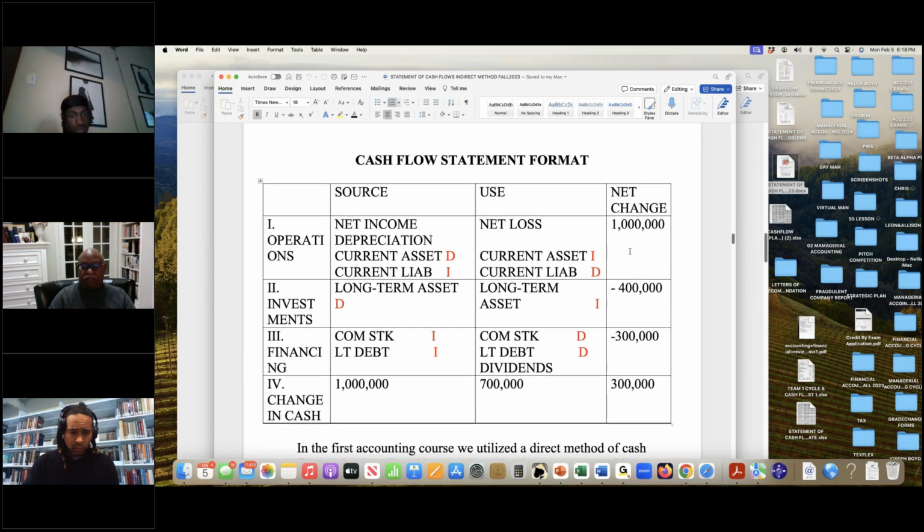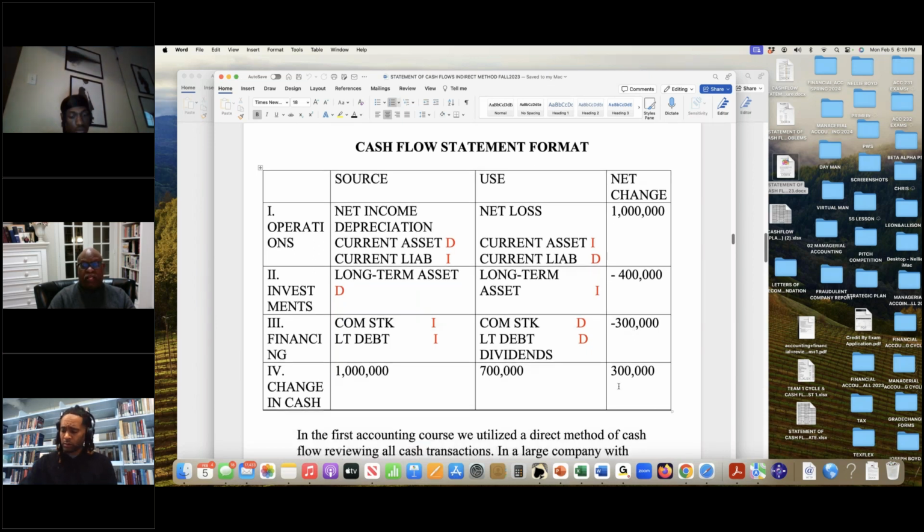So the amount of cash flow from operations, minus the investments, in this case minus the financing, equals the change in cash. So these top 3 show the change in cash. When you net these together on a statement of cash flow, they have to equal the change in cash.